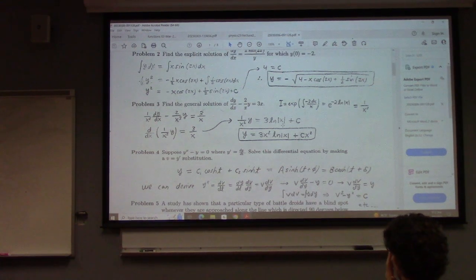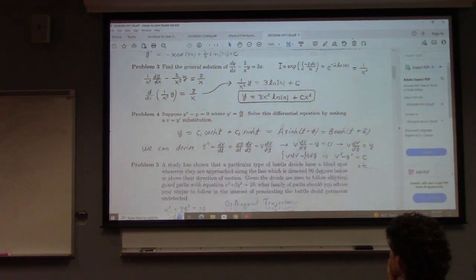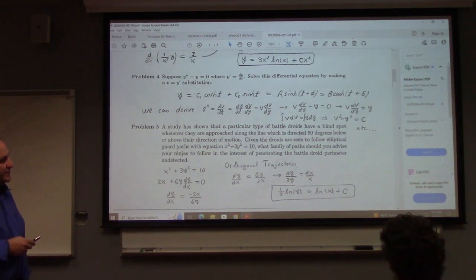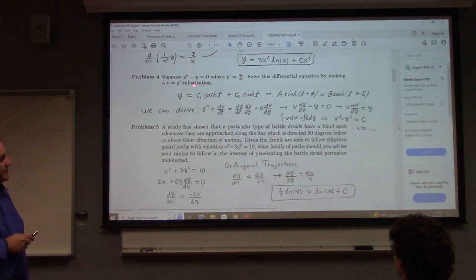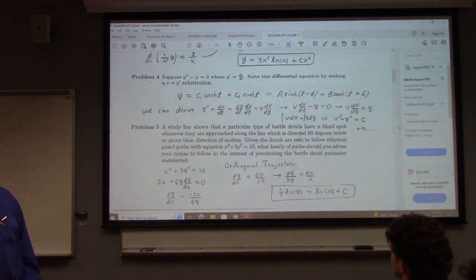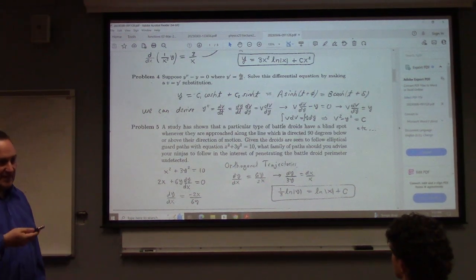It's so wacky. Nobody solved problem 4, but this should have been within your reach. We spent 10, 20 minutes solving y prime prime plus y equals 0. So if you understood that, you should have been able to mimic what I did there for this problem, right? Because it's the same kind of problem.